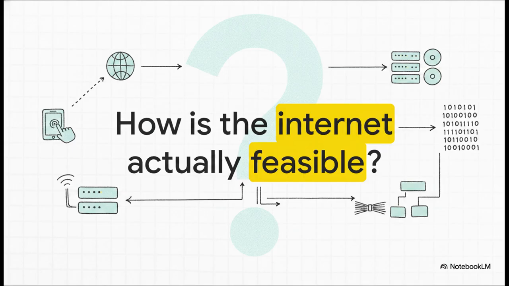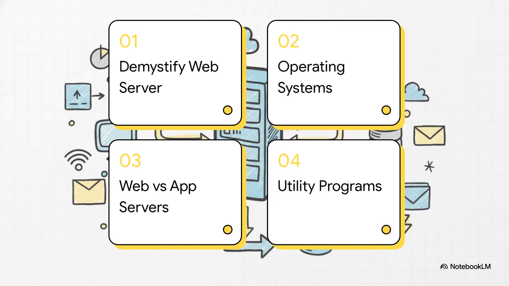But making that instantaneous delivery feasible? Well, that requires an incredibly coordinated dance of hardware and software. To make sense of all of it, we're going to break the complex backend of the internet into four digestible layers. Demystifying the web server, choosing an operating system, web versus application servers, and finally, the power of utility programs.